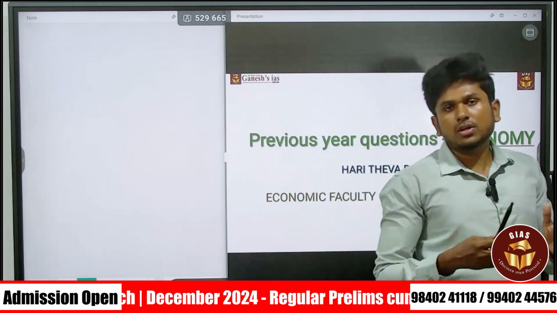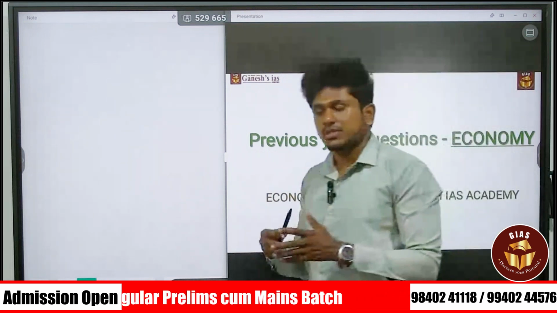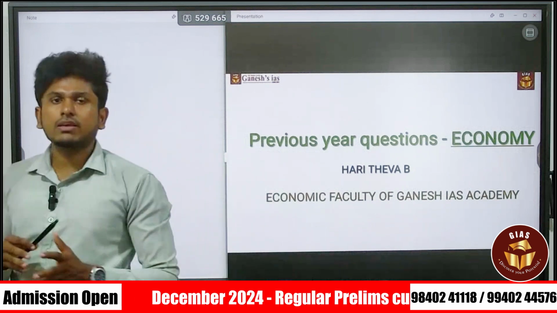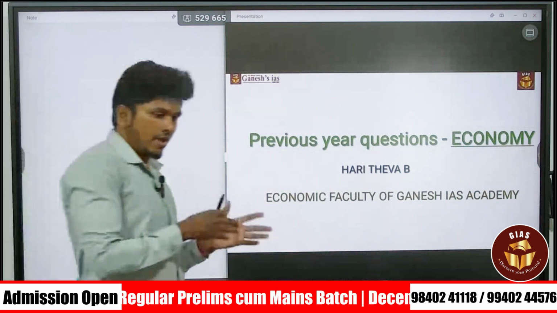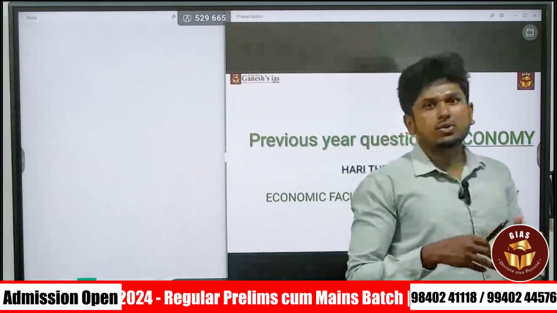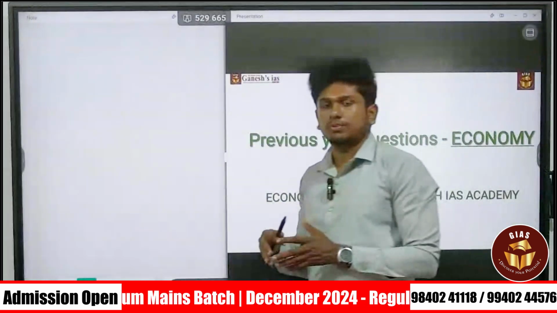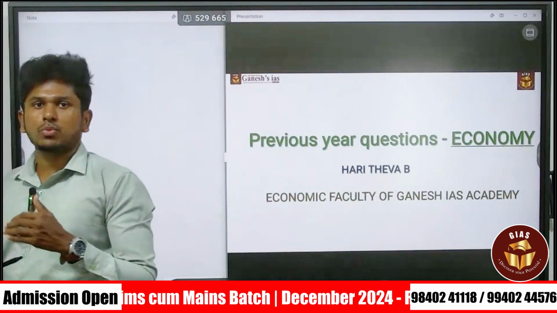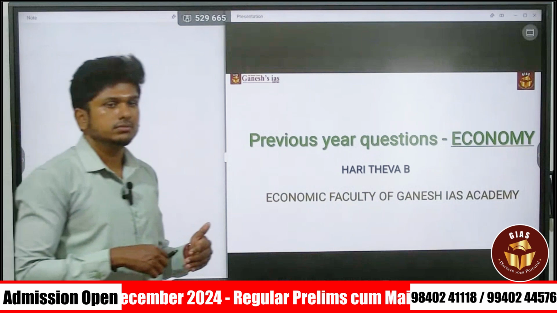If you cover around 50 to 60% of the mains topics, that itself is more than enough to clear your prelims, because afterwards you are going to prepare for prelims. It will be easier to cover the major topics related to the prelims. So preparation in the mains part is more important for clearing prelims.